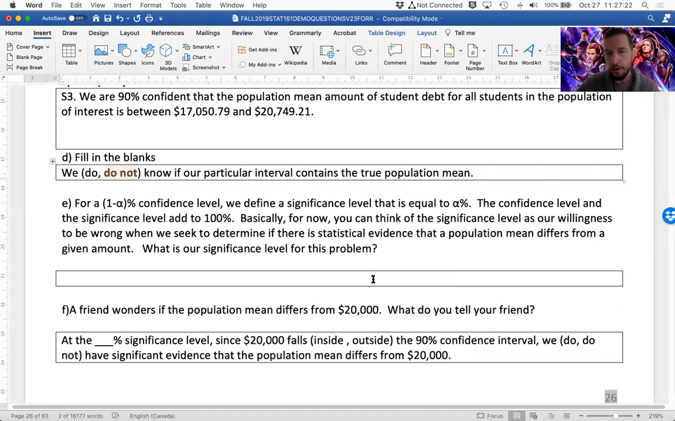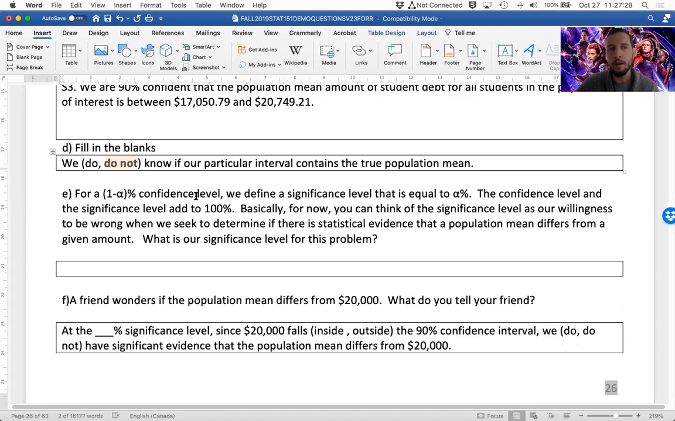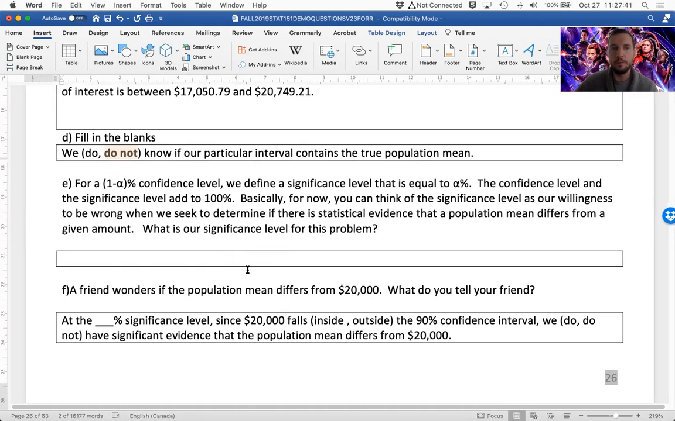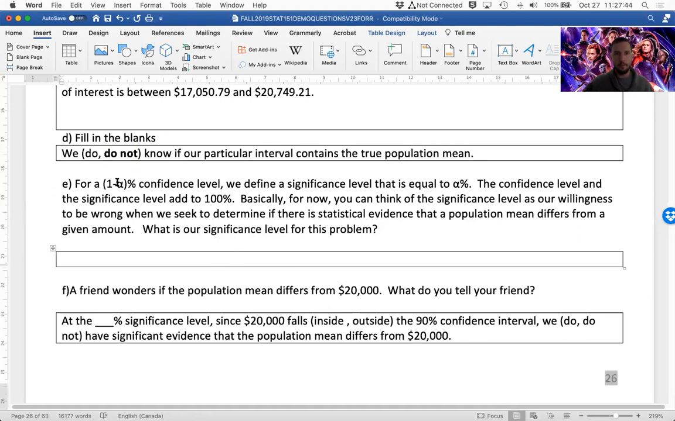In part E, we actually already worked out this calculation because we needed it for the z-score. It says for a 1 minus alpha percent confidence level, we define a significance level that is equal to alpha. The confidence and significance level must add to 100%, or as decimals, they must add to 1. What is the significance level for this problem? Alpha equals 100 minus 90%, which is 10%. Again, something that we already worked out.